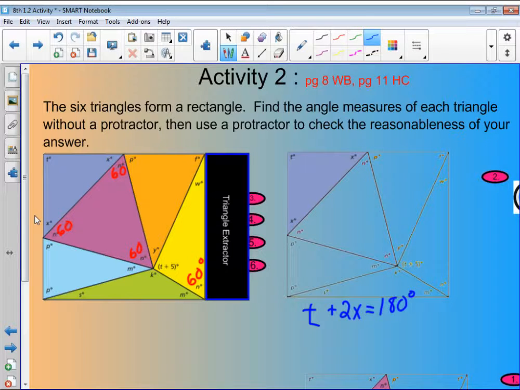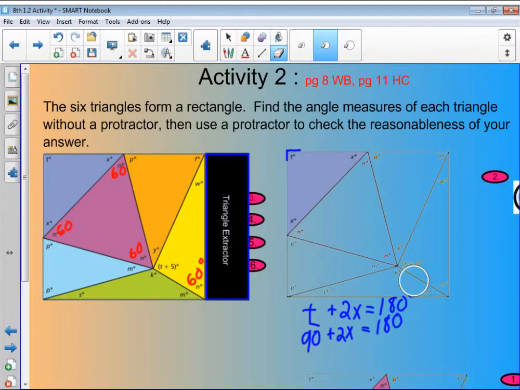Here's what I want you to understand. This is a corner of a rectangle. How many degrees does a corner of a rectangle equal? 90, right? So I'm going to substitute in 90 where this T was: 90 plus 2x equals 180. Now we're going to work off of that equation. I'm going to erase this just so that it doesn't look so confusing.